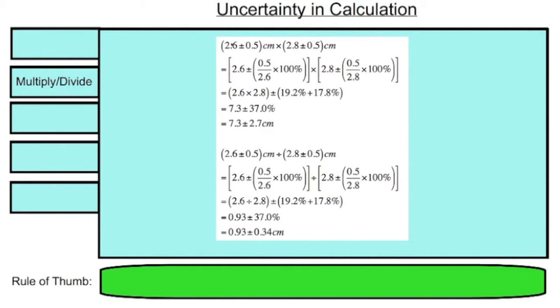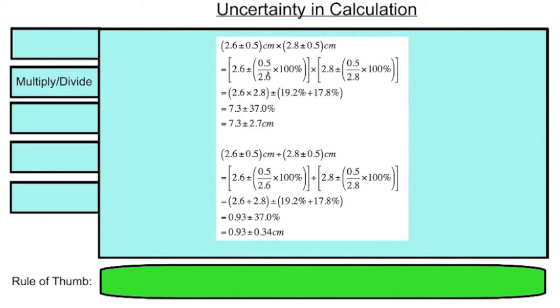So 0.5 divided by 2.6 times 100% will give you the percentage of the error compared to the 2.6. Same thing over here with the 2.8. And then after that, it's just the same procedure as before. You do the 2.6 times 2.8, so this value times this value. And down here it's the same thing, but you're dividing them.